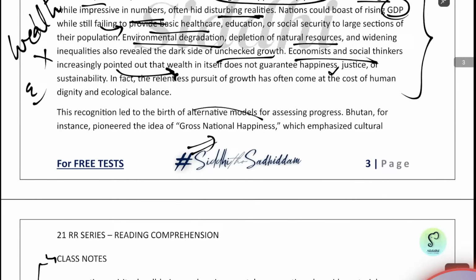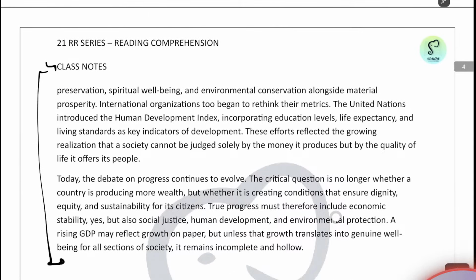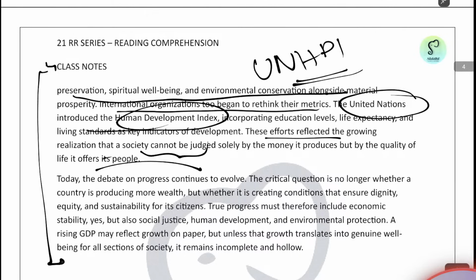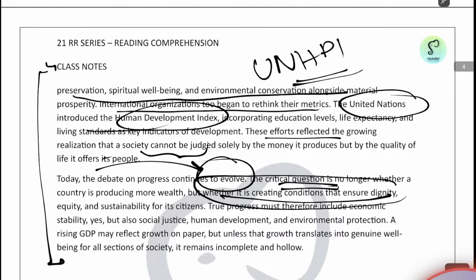Now there is a new concept of gross national happiness, which involves a lot of well-being factors. And this is important. They introduce HDI. If I am writing the rough work, I will write this, because if there are questions on this, they will pick up this line, because this is a pinpointed example. Next, these efforts reflect a realization in society. So the debate on progress is evolving. The critical question has also changed: are you creating the right kind of welfare conditions? And they are telling you what true progress is.